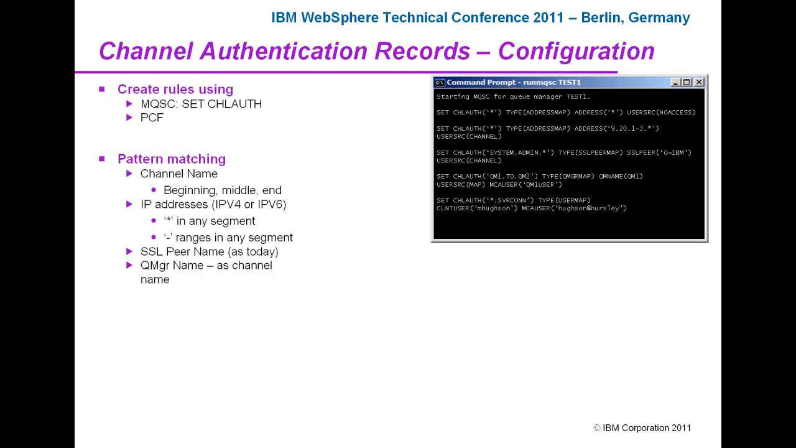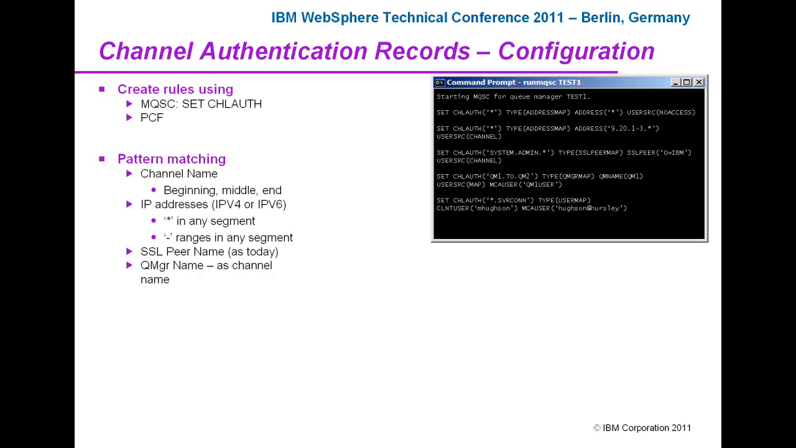Here's an example of a slightly contrived IP address to show you both parts of the pattern matching. 9.20.1-3, so anything that matches that pattern. So 9.20.1.1 would match that pattern. 9.20.4.1 would not. Okay. Here's another value in user source. This is user source channel, which says this rule allows the channel through with whatever's already on it. That means if it's a client, it's the flowed user ID if you have not set MCA user, and any other channels it's the MCA user that's set on the channel definition. So basically that says run it the way I had it before. Let it through with whatever it can.